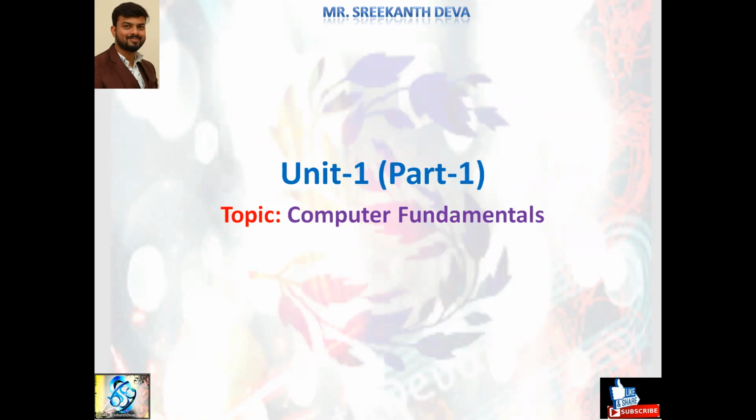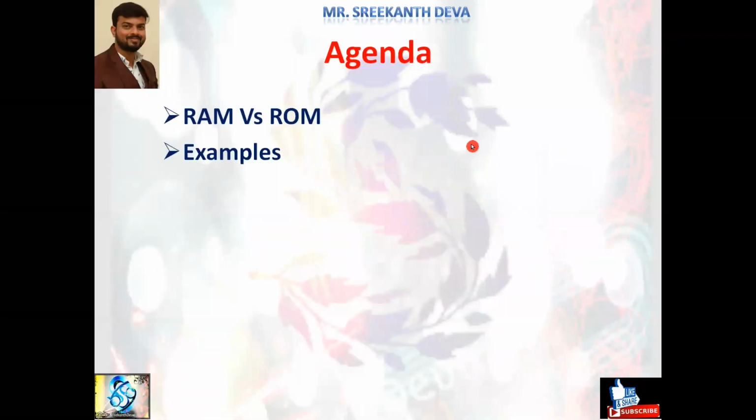In the previous sessions, we discussed in detail about primary memory and memory hierarchies. In the primary memories, we discussed RAM, ROM, cache memory and virtual memory, and different types of RAM and ROMs in detail. Coming to this session, the main agenda is to differentiate between RAM and ROM. What is the major difference between RAM and ROM? We'll discuss in detail in this session.